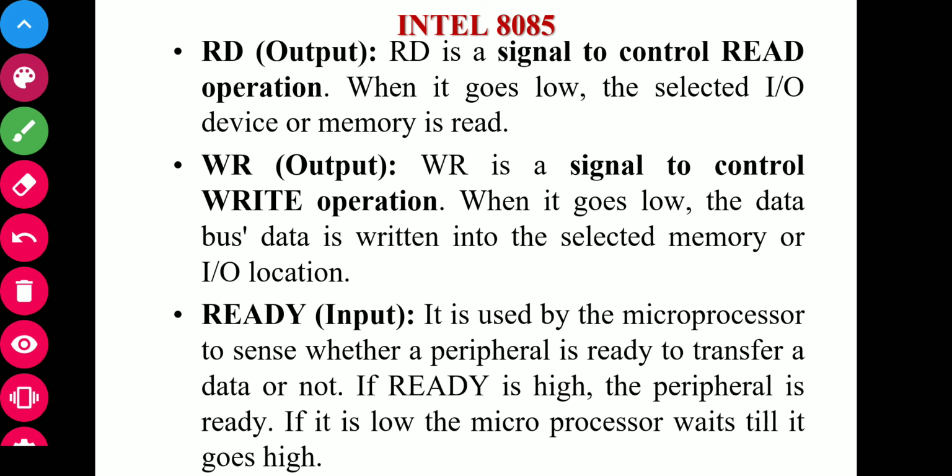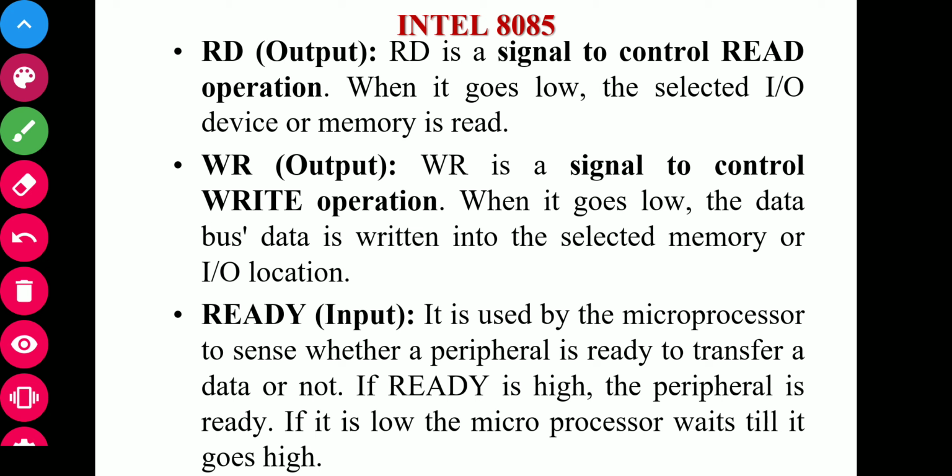Then RD is a signal to control read operation. When it goes low, the selected I/O device or memory is read. Then write, WR, is a signal to control write operation. When it goes low, the data is written into the selected memory or I/O location.